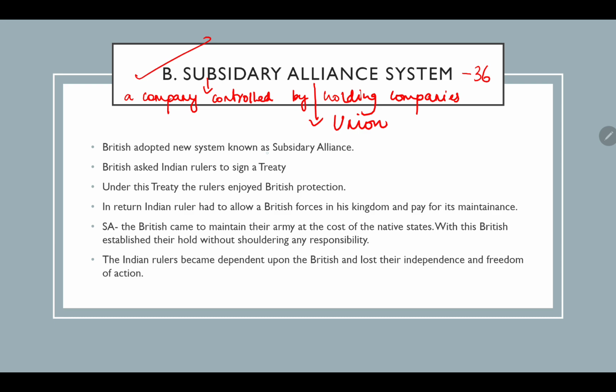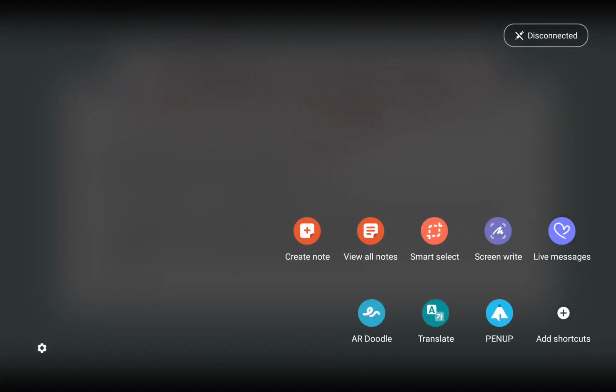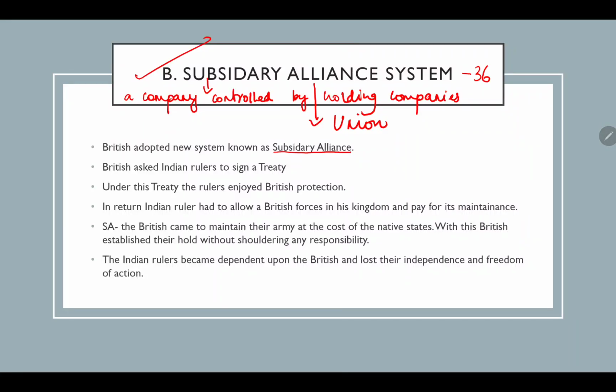The British adopted a new system known as the subsidiary alliance. The British then asked Indian rulers to sign a treaty. What happened was that after adopting this new system, the Britishers asked Indian rulers to sign a treaty. What kind of treaty is that? Under this treaty, the rulers, that is the Indian rulers, enjoyed British protection.